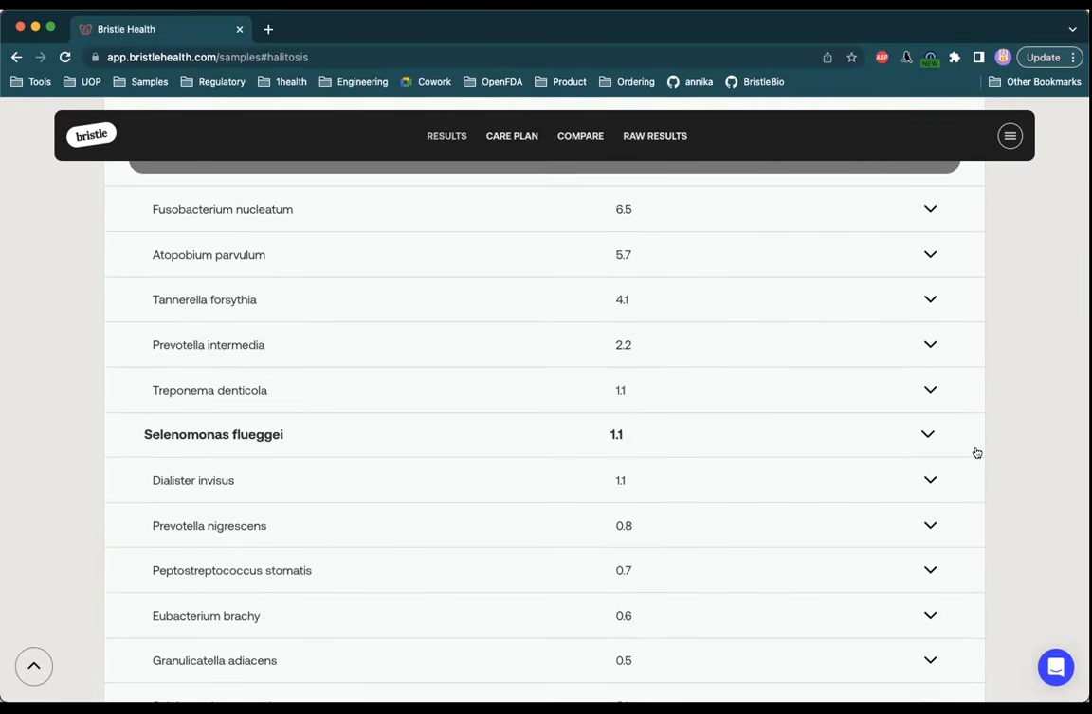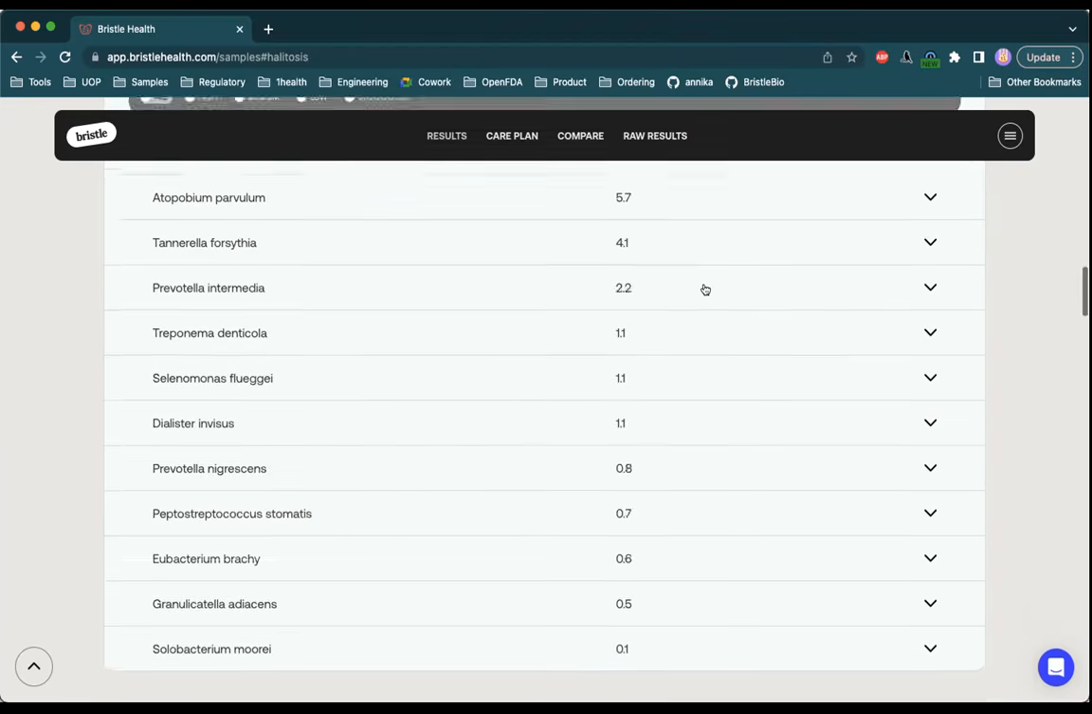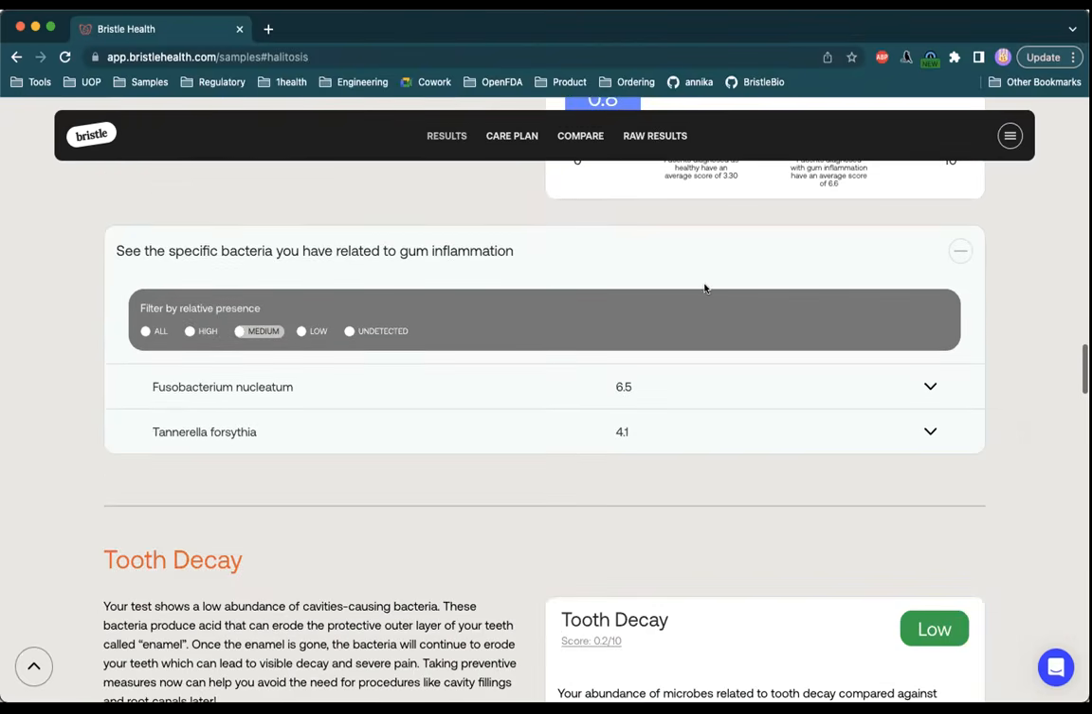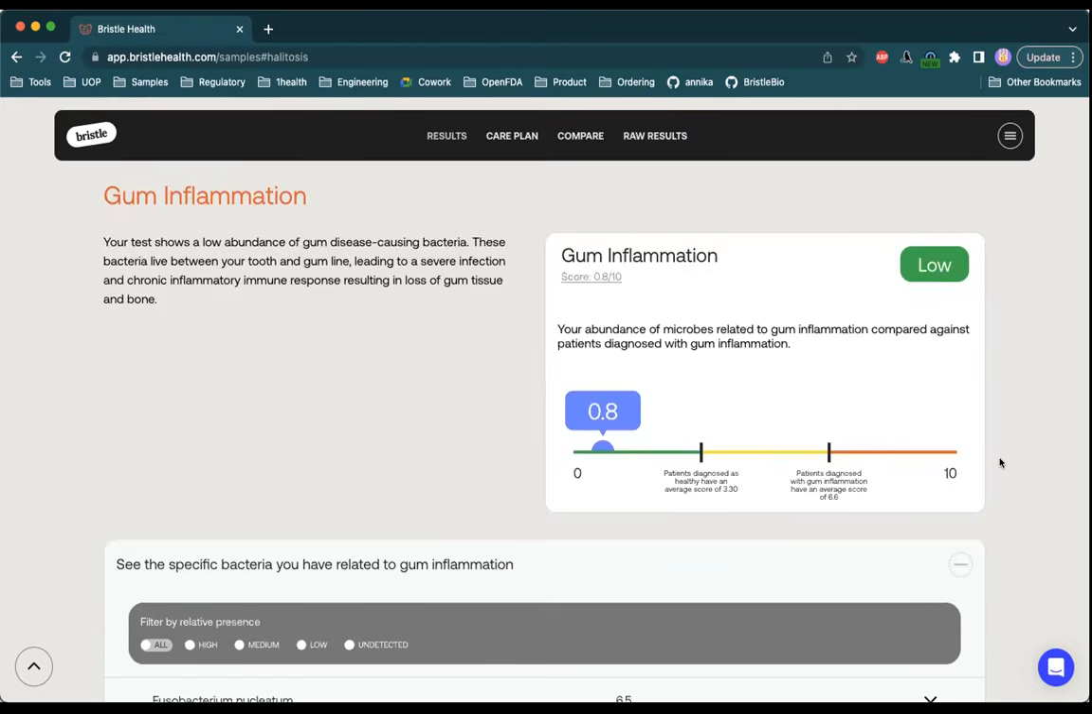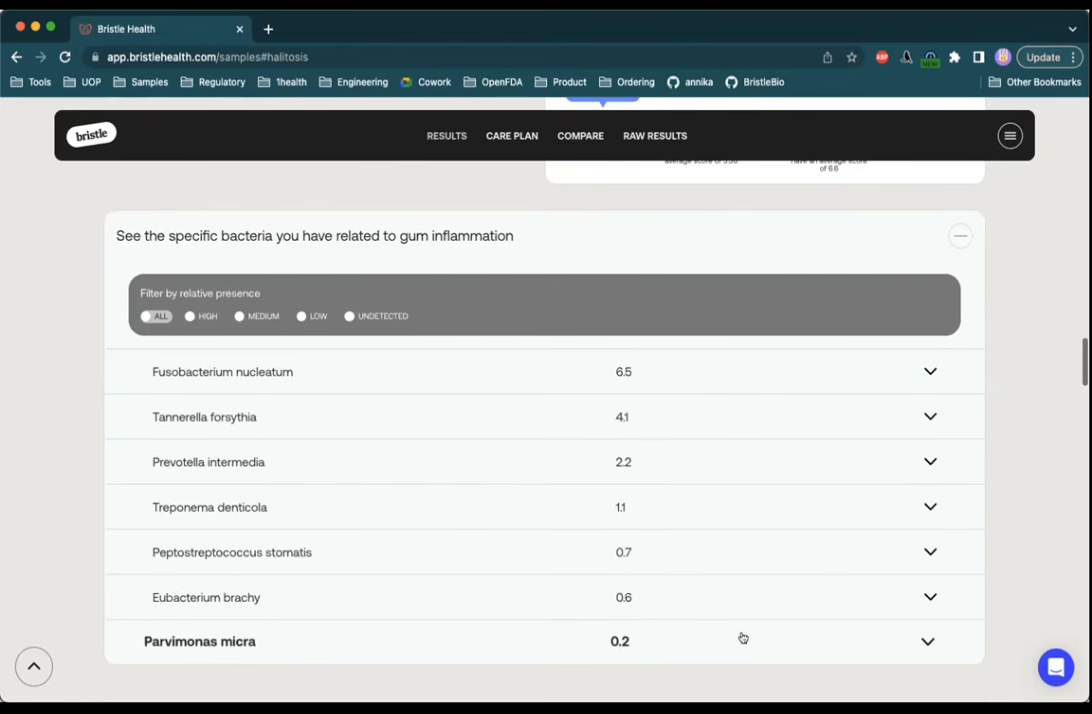So every score has something like this, which is a very detailed breakdown of all the bacteria that are related to this condition and the ones that are detected in your mouth. So just for instance, in my mouth for gum inflammatory species, they're pretty low levels. The numbers here are out of 10, and usually we rank things from 0 to 10 based on their abundance in your mouth. And the way that score is derived is actually very interesting.